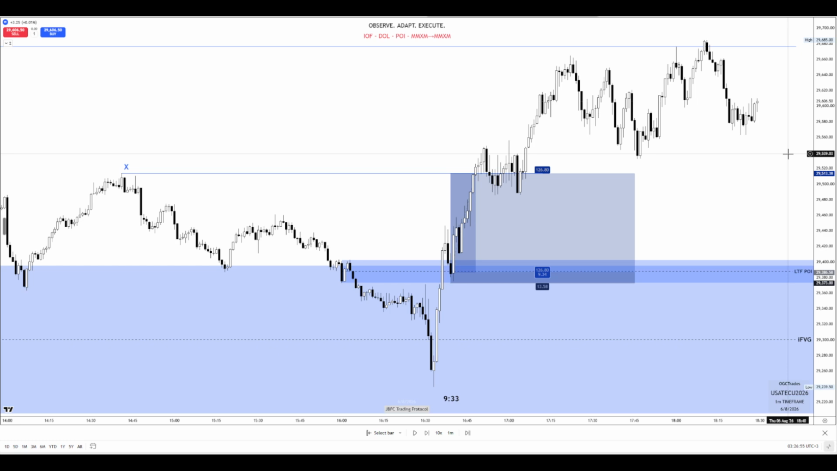Patience, objectivity, higher time frame, order flow, price alignment, time alignment. That is it.